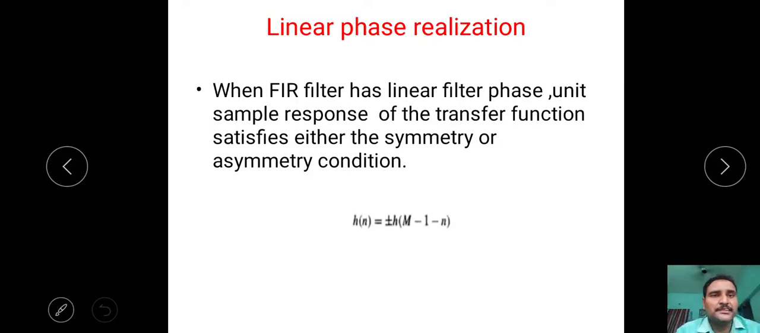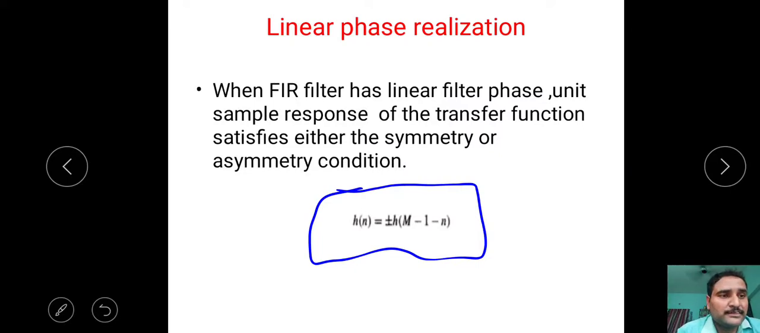This is the condition. Every system has some impulse response. If the given system impulse response obeys this condition, h(n) is equal to plus or minus h(M minus 1 minus n), then it is called a linear phase FIR system. In such cases, we don't go for direct form realization. In such cases, we go for linear phase realization.